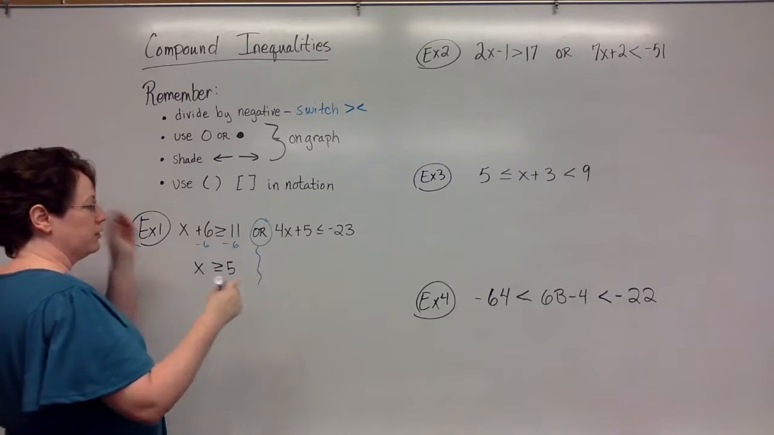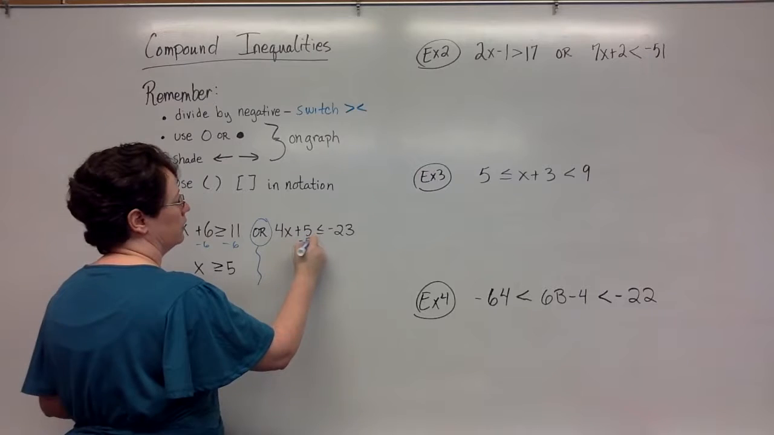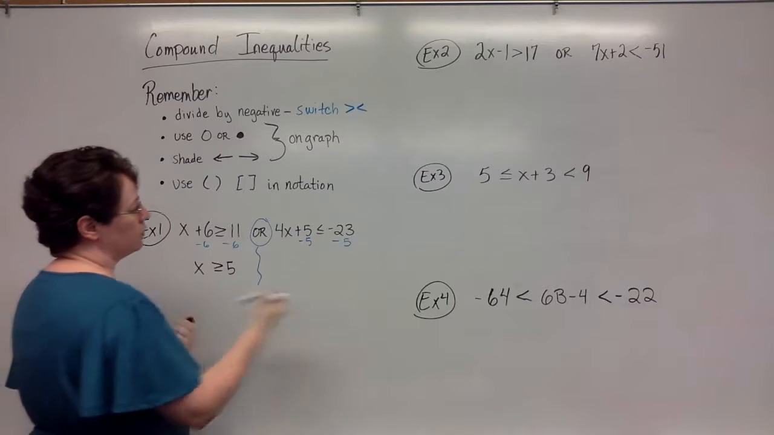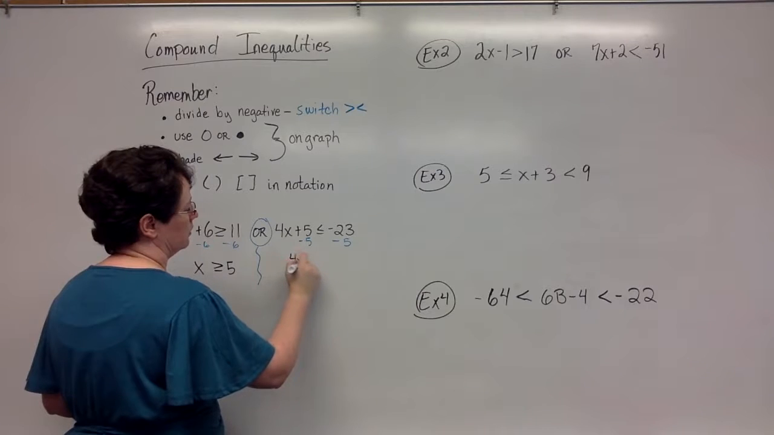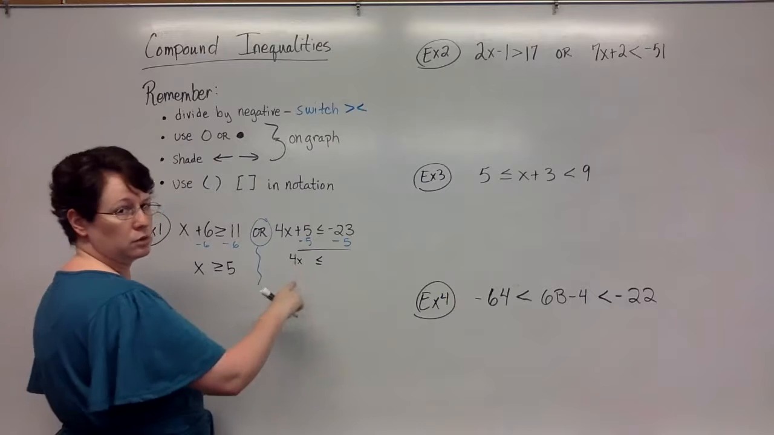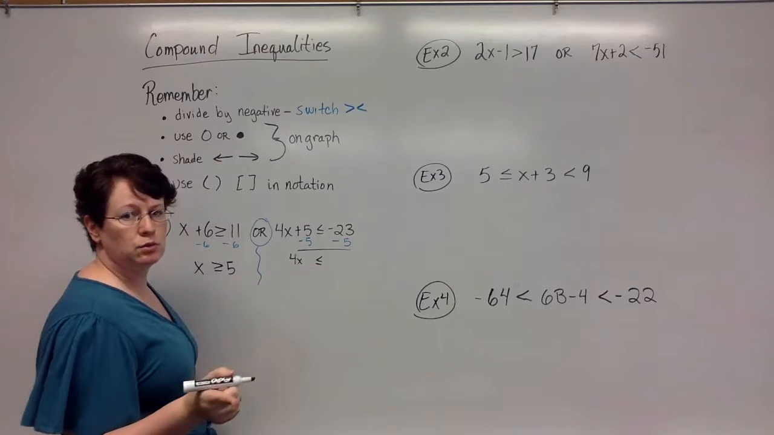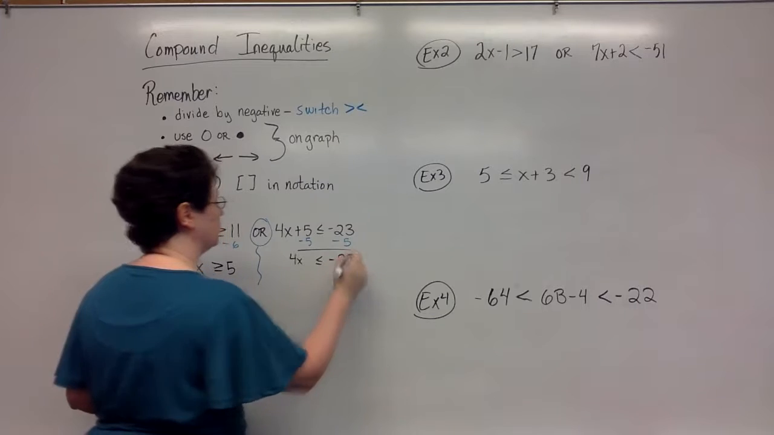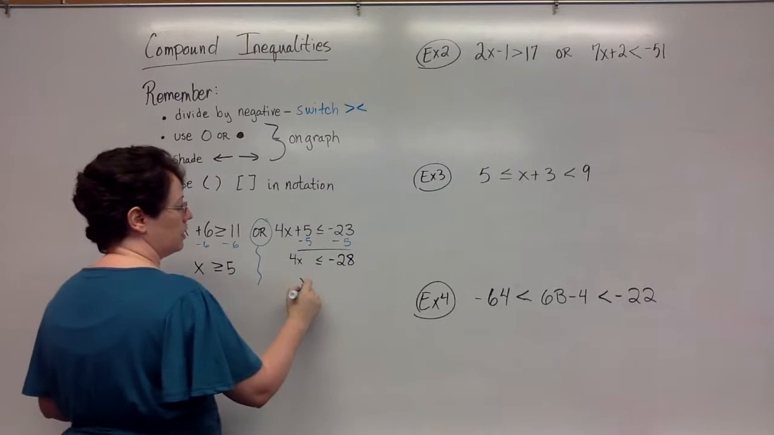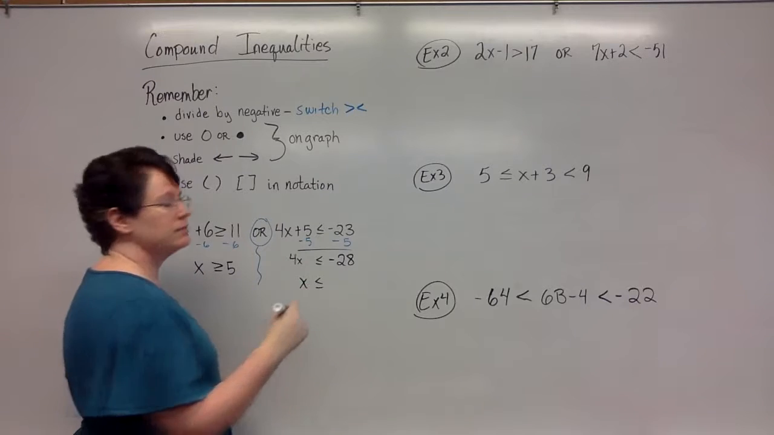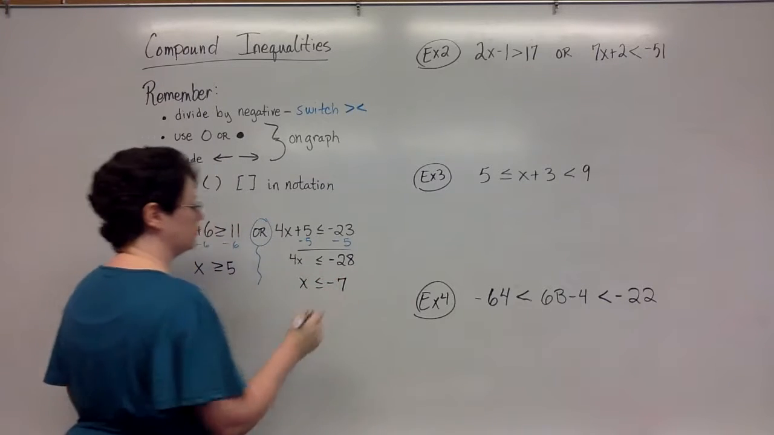So we got to move the 5 first. What do we do to move the 5? Very good. We're going to subtract that 5. The 4x comes down. My inequality symbol comes down because I didn't multiply or divide by anything. Negative 23 and negative 5. Yep, negative 28. Okay? Now I need to divide by 4, so that's x less than or equal to. 28 divided by 4 is 7. It's going to be a negative 7.